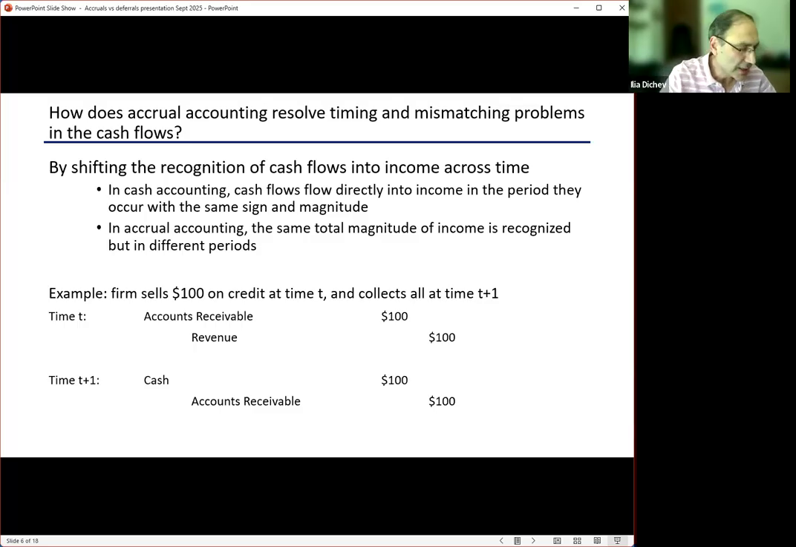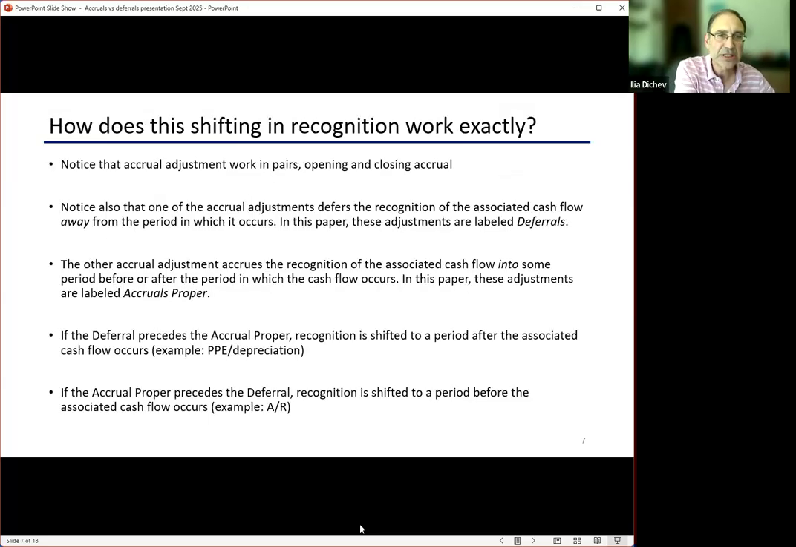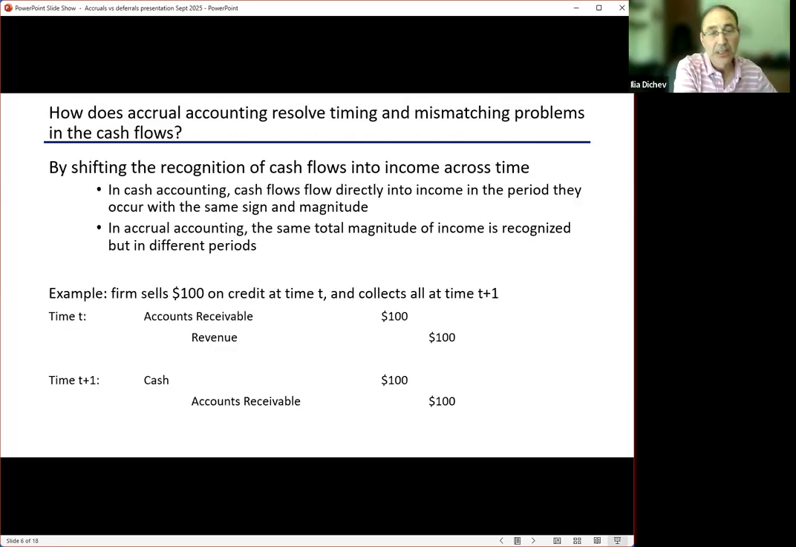And then the other side of the entry is where it accrues the recognition in some other period. That's in time T here. So this accrual, and that's what I call accrual proper, accrues the recognition in some other period. So in other words, moving the recognition of cash flow to some other period has two steps. One is deferring it from the period in which the cash flow occurs, and the other is accruing it into some other period. And this is the image illustrated on the next slide. You defer recognition away from a period into another period. Sometimes the deferral appears before the accrual proper and sometimes after. In this case, the accrual is first and the deferral is second.